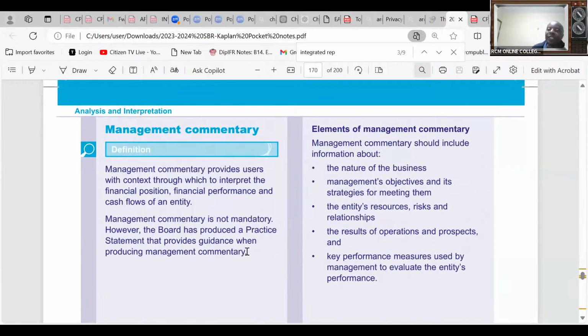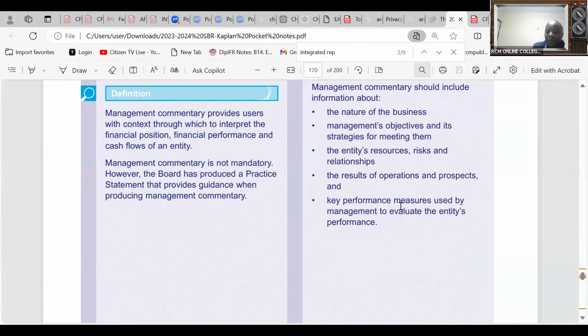Elements of management commentary, this is how it comes in your exams. Management commentary should include information about the nature of the business, management objectives and its strategies for meeting them. They must talk about the resources, risks, and relationships, the results of operations, and the prospects. Key performance measures used by the management to evaluate the performance.